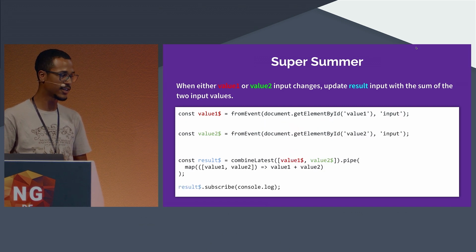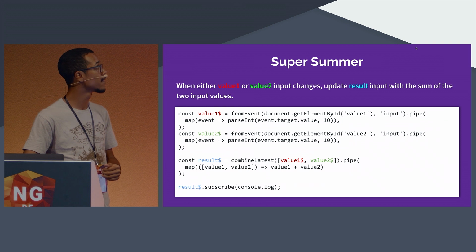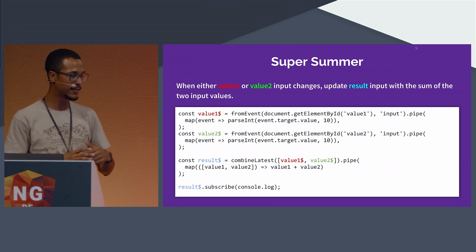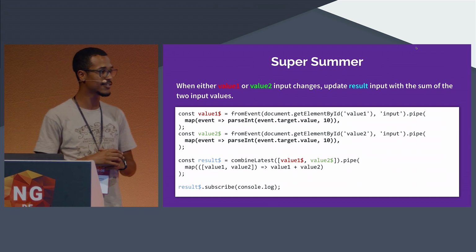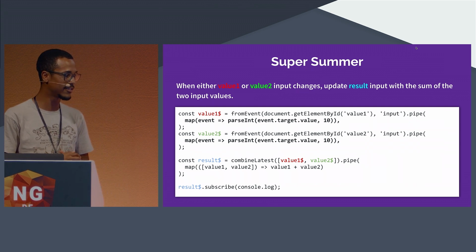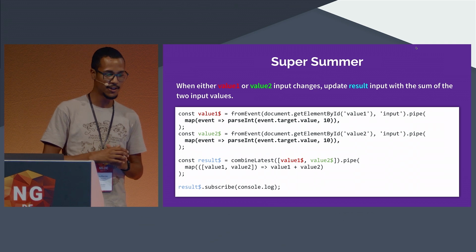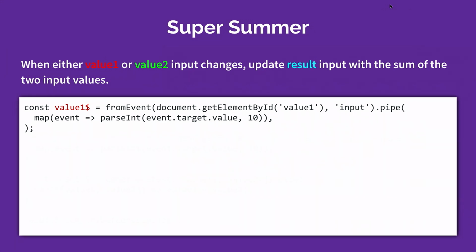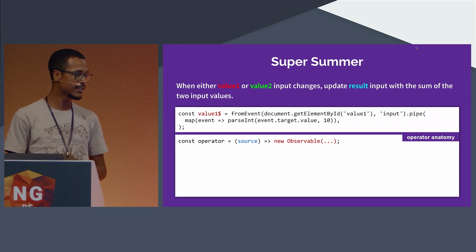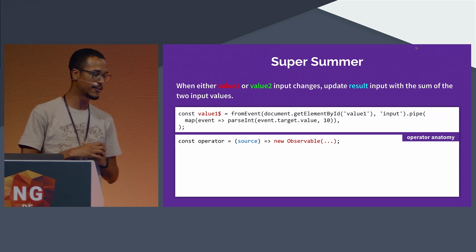So we use map again to get the value from the input. But here we have two lines with the exact same code. We can improve that and still keep it readable. But first, let's take a deeper look at how operators work. So let's focus on the first stream, and then let's look at the operator contract.